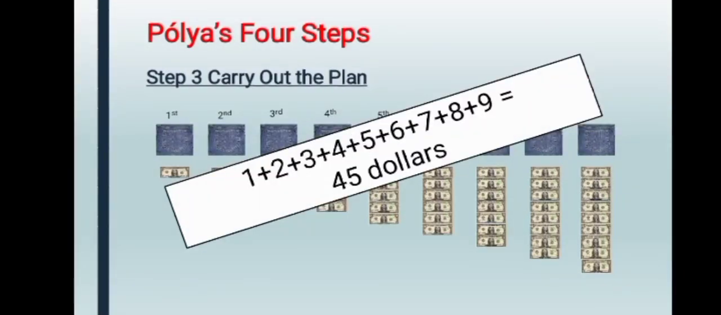So as you can see, kung mapapansin ninyo, 'di ba, merong siyang pattern. On the first packet, may $1. Second packet, $2. So ano siya, 'di ba, consecutive numbers, consecutive natural numbers.